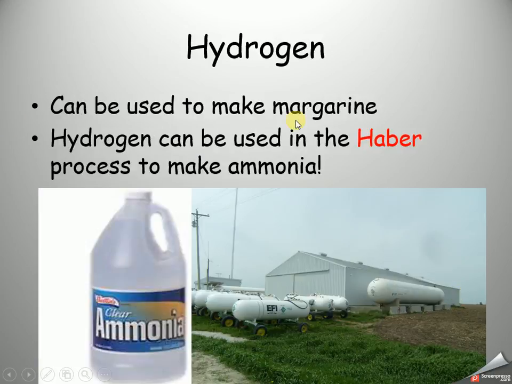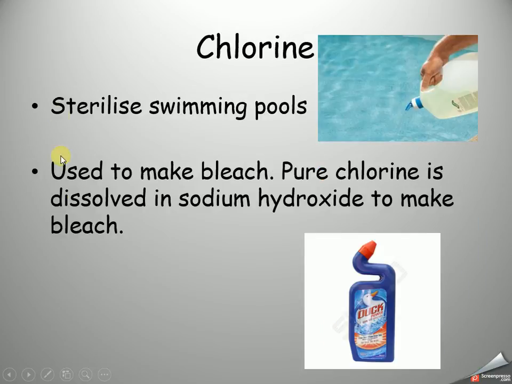The hydrogen can be used to make margarine, believe it or not. You take the butter and do something called hydrogenation, which is adding hydrogen to it. The hydrogen can also be used in the Haber process to make ammonia. Chlorine is used to sterilize swimming pools. When you've been swimming, the chlorine can make your skin itch and your eyes go red, but that's what they use chlorine for, because chlorine is really good at killing microorganisms.